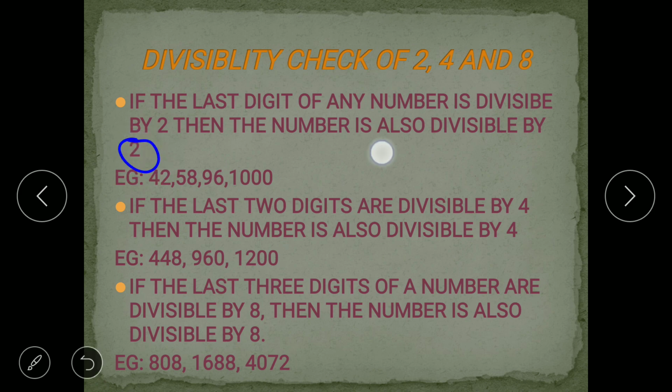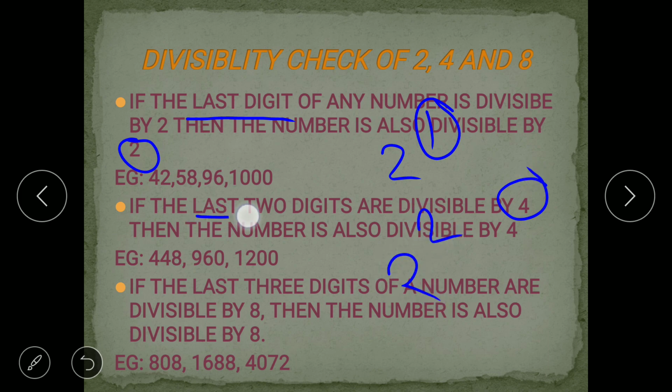2 is 2 to the power 1, 1 digit. 4 is 2 to the power 2, so last two digits.